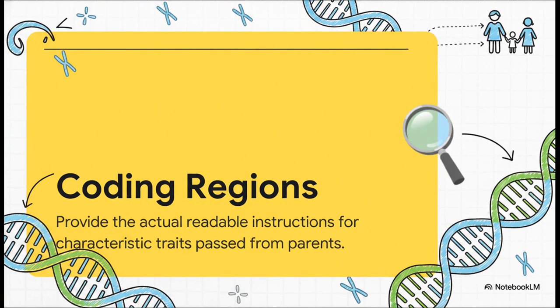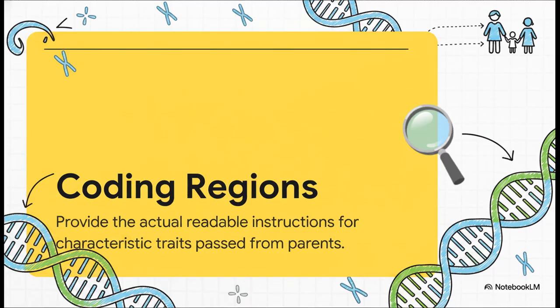So let's start with the absolute foundation. You probably already know that DNA and chromosomes act as this fundamental instruction manual, right? They pass characteristic traits from parents to offspring. But what does the Regents actually care about here? Well, they want you to understand the difference between coding and non-coding DNA. It's kind of like this. Coding regions provide the actual readable instructions for your traits. They're the literal sentences in the manual telling your cells exactly what to do. You know, giving you brown eyes or making sure your body produces the right enzymes.